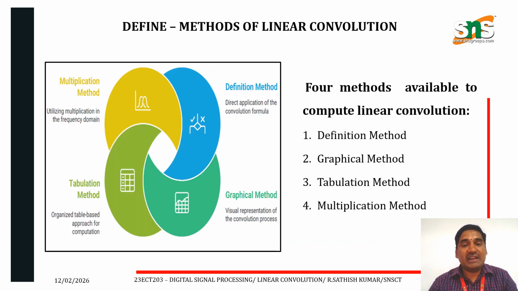Next one, define methods of linear convolution. There are four methods available to compute linear convolution: definition method, graphical method, tabulation method, and multiplication method. Definition method is the direct application of the convolution. Graphical method is the visual representation of the convolution. Tabulation is the tuple based approach for computation. Multiplication utilizes multiplication in the frequency domain.